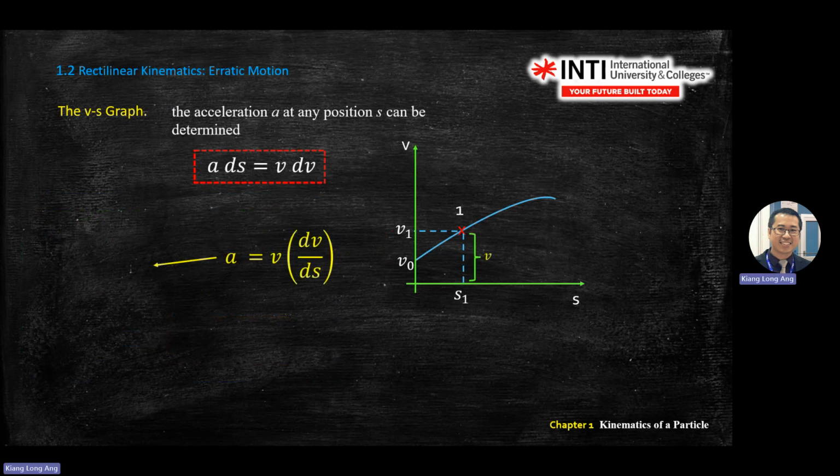So now we relate acceleration with position. From a ds equal to v dv, we rearrange it so that we get a equal to v dv ds. We take this one.